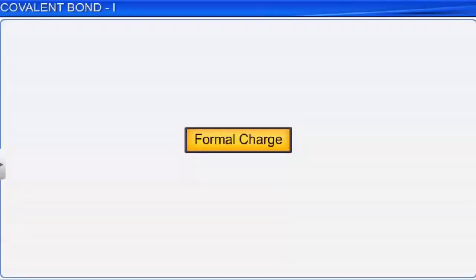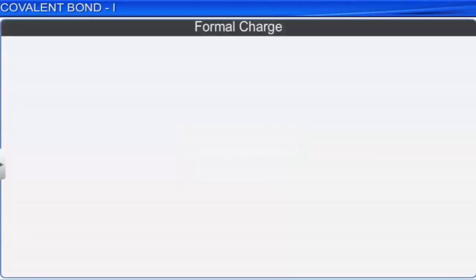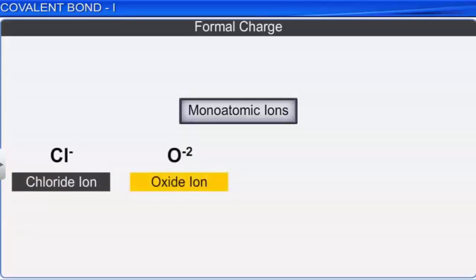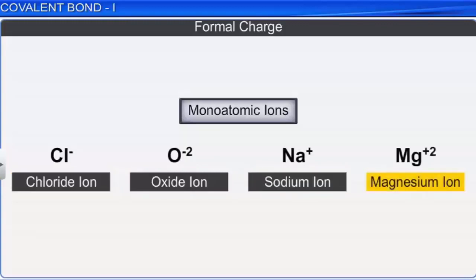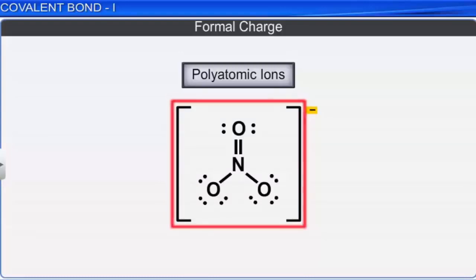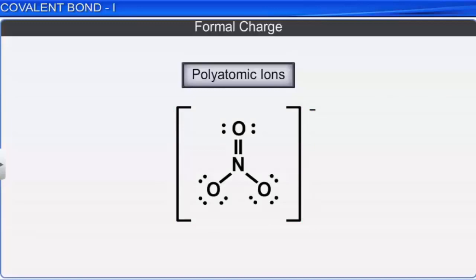Let us now discuss formal charge. In the case of monoatomic ions, the net charge belongs only to that particular atom. For example, chloride ion, oxide ion, sodium ion, magnesium ion, etc. In the case of polyatomic ions, the net charge is possessed by the ion as a whole and it does not belong to any particular atom. But we can assign a formal charge on each atom in the polyatomic ion.